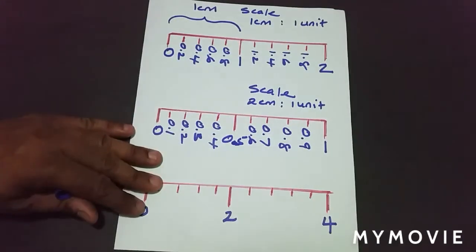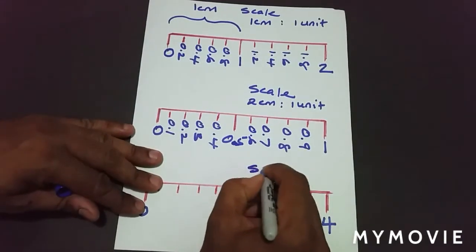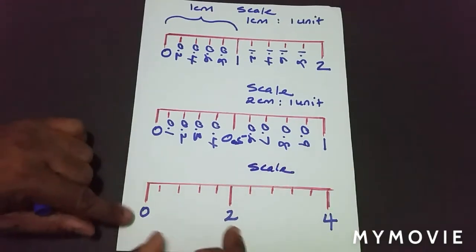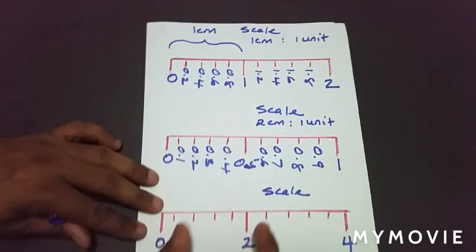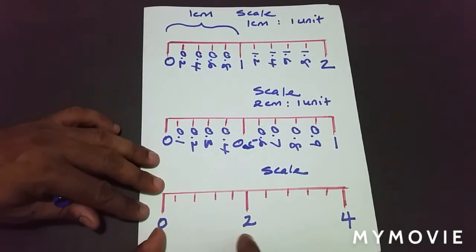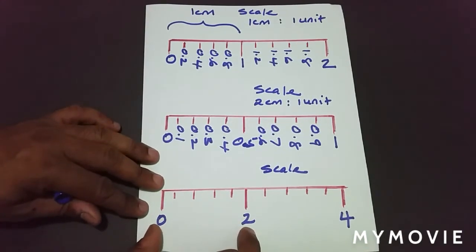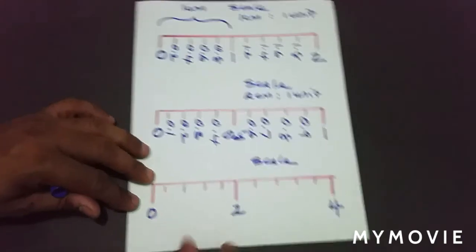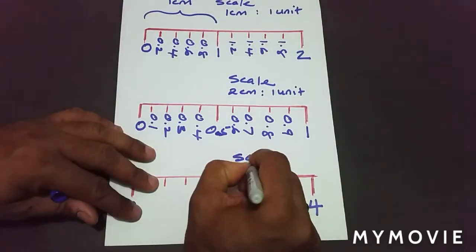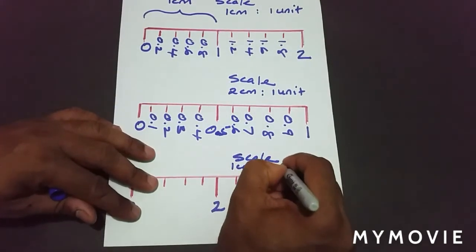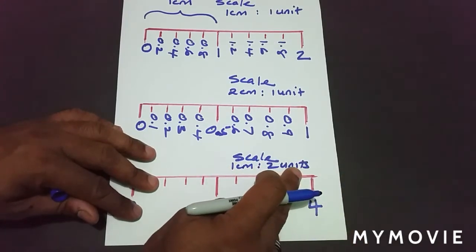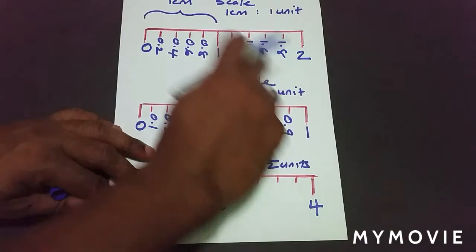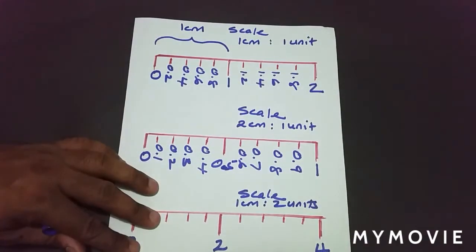So for this one, again, we're trying to figure out what the scale is. So if you notice here now, again, 1 centimeter, 1 centimeter, 1 centimeter. So in this particular case, for every 1 centimeter, you're going up by 2 units. So for every 1 centimeter, you're going up by 2 units, or 1 centimeter represents 2 units. 2 centimeters represent 1 unit, 1 centimeter represents 1 unit.